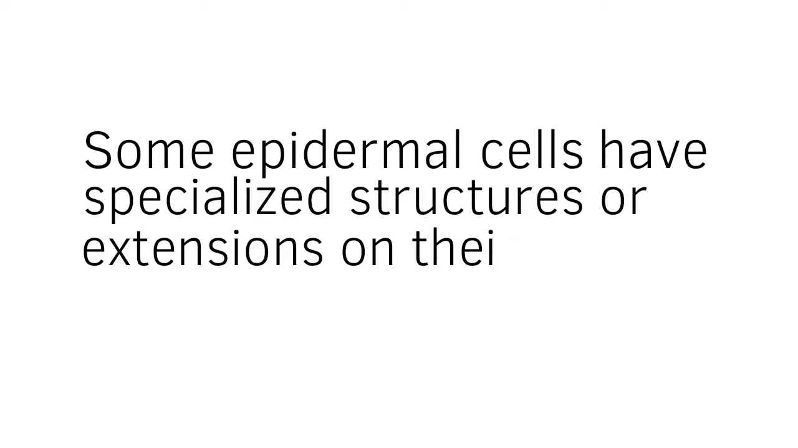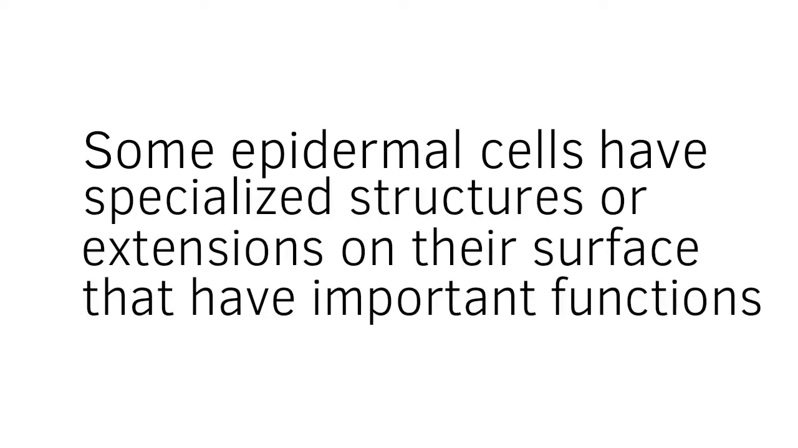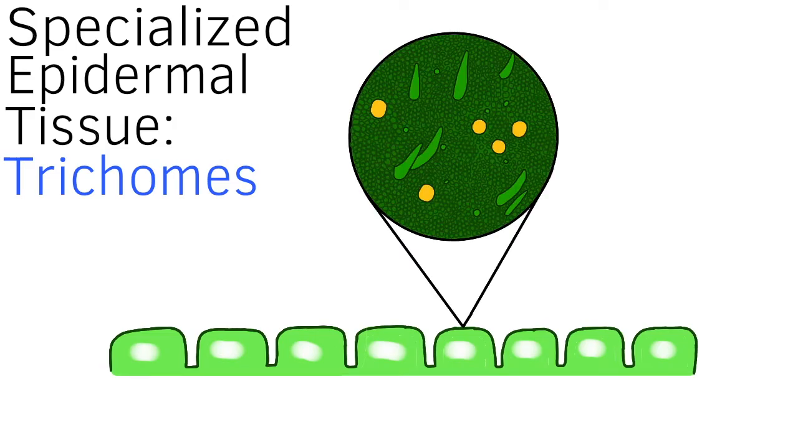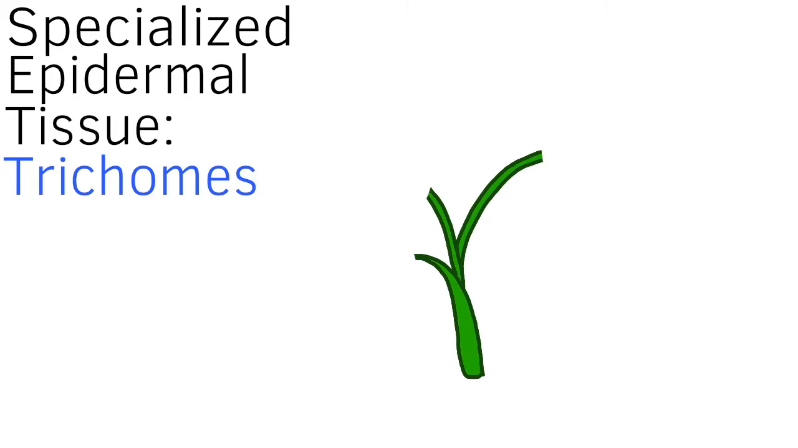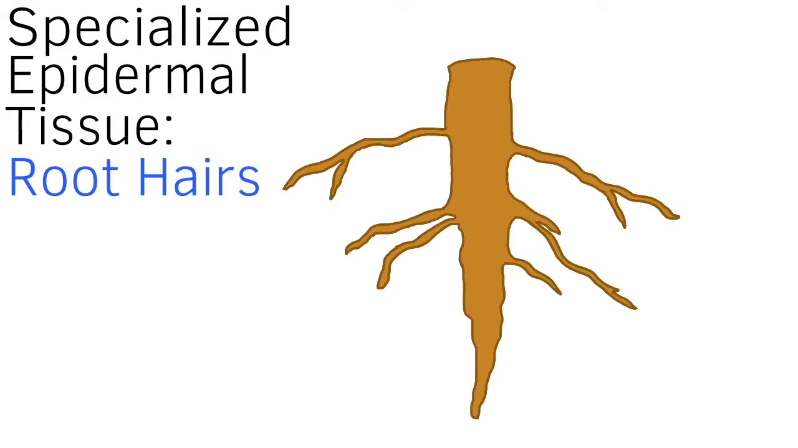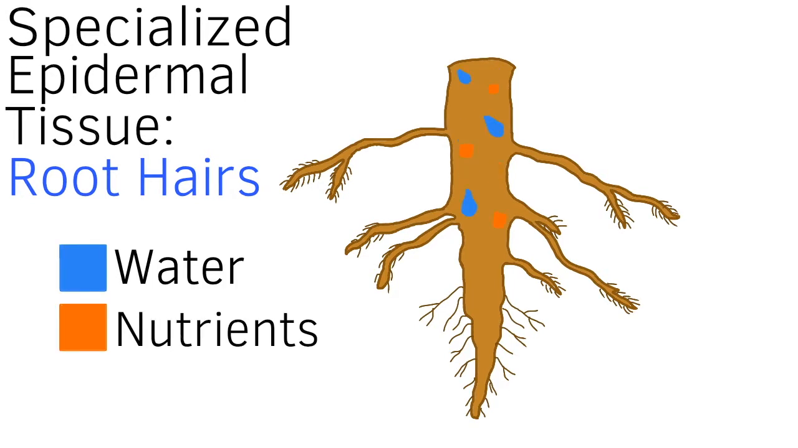Some epidermal cells have specialized structures or extensions on their surface that have important functions. For example, trichomes are tiny growths on the surface of the epidermis. They are often found on stems and leaves and can make the plant appear woolly or fuzzy. Root hairs are another example of specialized structures on epidermal tissue. Root hairs are tiny extensions of individual epidermal cells on plant roots. They increase the surface area available for the absorption of water and nutrients.